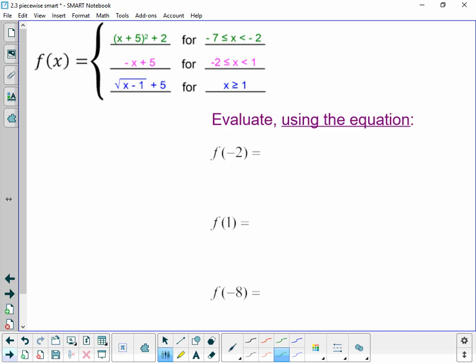Using the equation to evaluate a piecewise function can be a little bit trickier. We're going to start with f of -2. Remember, this is an x value, and when we're evaluating a function using the equation, usually that means we just want to plug in -2 for x. Well, this function has lots of parts. You don't want to plug -2 into all of the parts. What you want to do is use the domain restrictions to figure out which part to use.